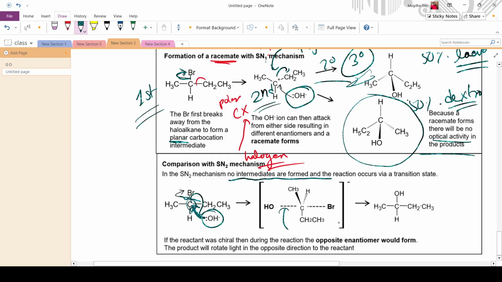This part is known as the intermediate stage. This is the bond breaking part, and this is the bond making part.